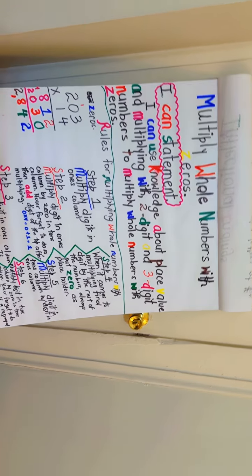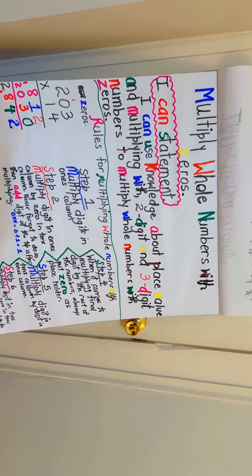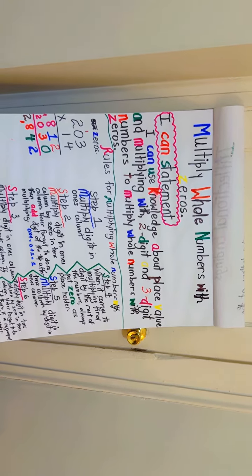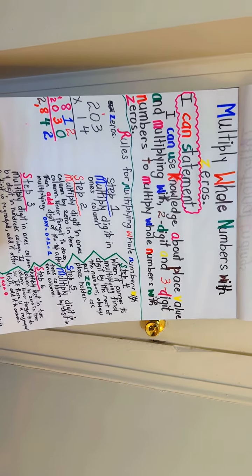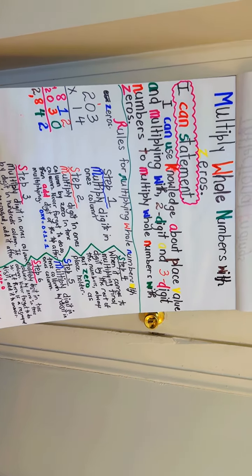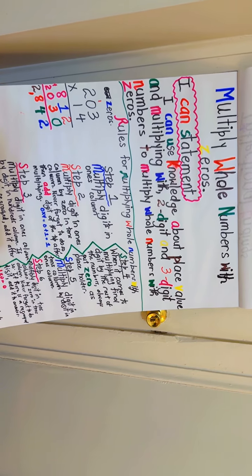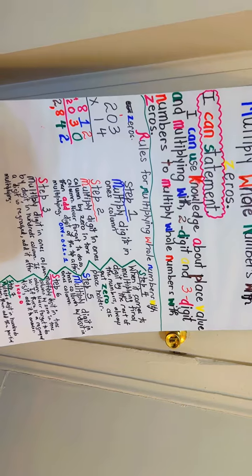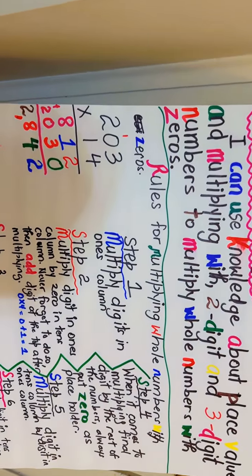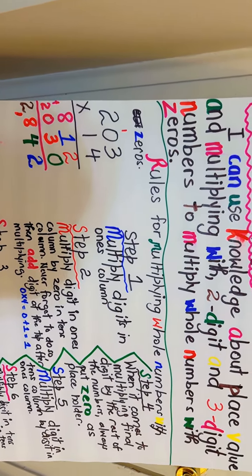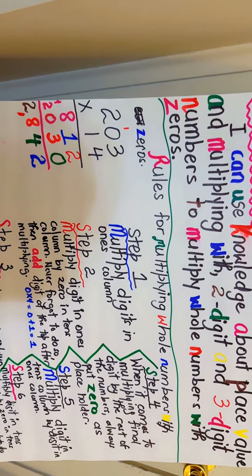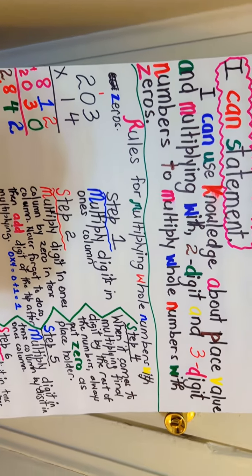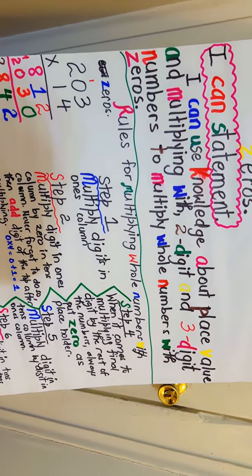Over here in the US, we use I can statements that give the student the motivation to say they can do it. The I can statement says: I can use knowledge about place value and multiplying with 2-digit and 3-digit numbers to multiply whole numbers with zeros. As you can see right here, I have a 3-digit number with a zero in it, multiplied by a 2-digit number, as stated in the I can statement.